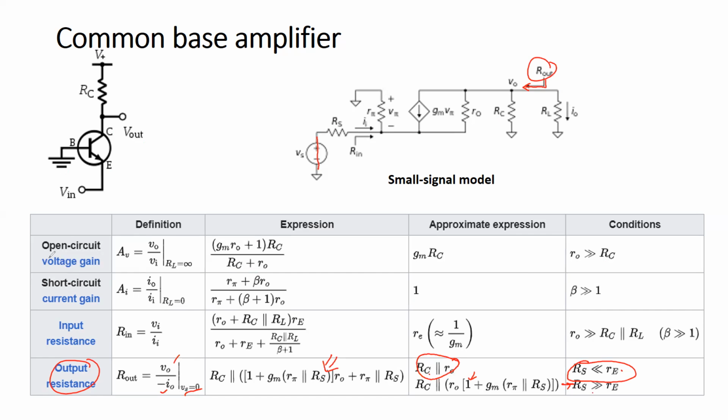So this is how you understand the basics of the common base amplifier and all four expressions about voltage gain, current gain, input impedance and output impedance, and you also know how to understand the small signal model. Now we move to the second part of this. Let me take you there.